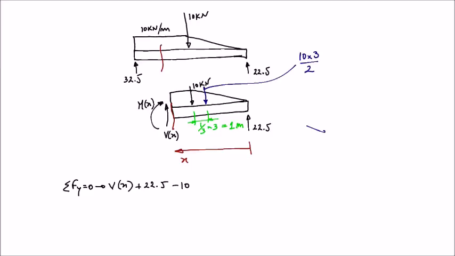So we can include now the triangular distributed load in our equilibrium equation for the forces. So it will be a negative, minus, and the equivalent force is equal to the area of the triangle, so it is 30 over 2, which is 15 kilonewtons.